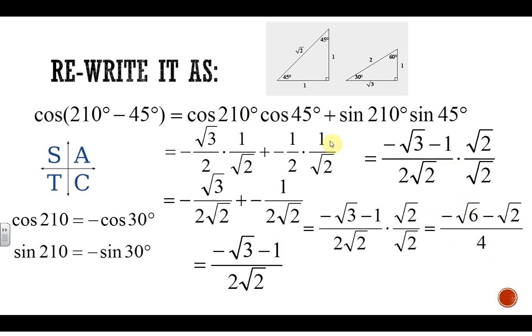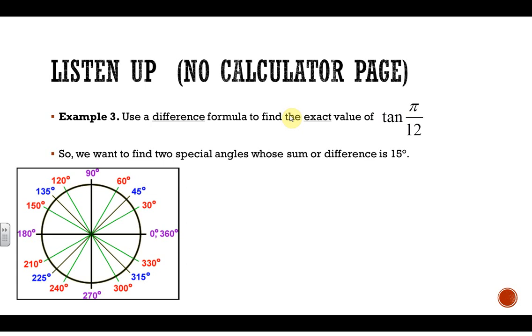A lot of these look similar because a lot of these, like cosine and sine, are basically just the opposite for certain angles. So they're going to look very similar. Okay. Difference formula to find the exact value of tangent of pi over 12. Whoa, that's a radian measure. It's fine. If you feel more comfortable with degrees, switch it to degrees.